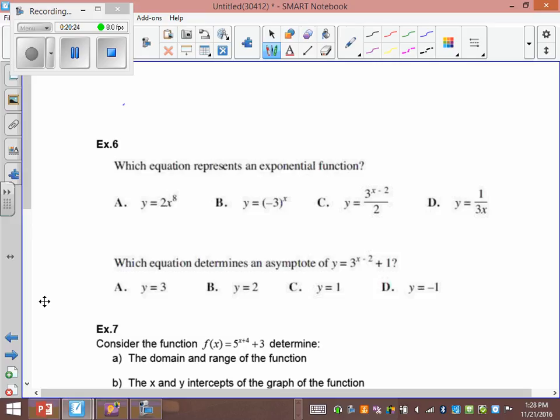Which equation represents an exponential function? Is this exponential? Is there an x in the exponent? No, it's a polynomial. Is this exponential? In order for it to be exponential, b has to be between 0 and 1, or b has to be greater than 1, is it? No, it's negative. b can't be negative.